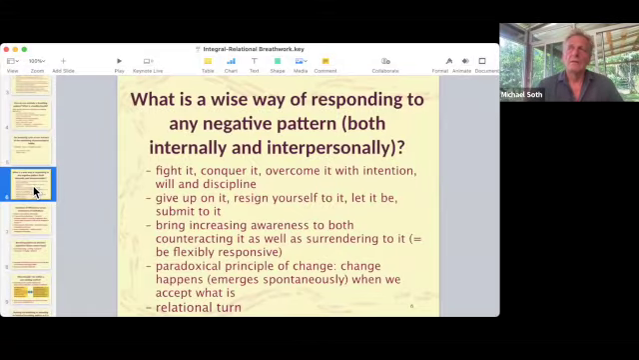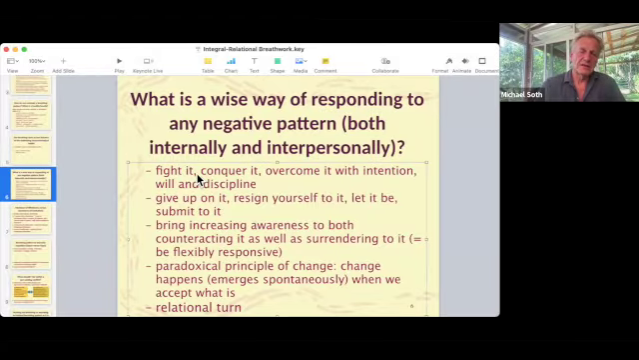So, what is a wise way of responding to any negative pattern? This is a bit more abstract again, like a general abstract question. What do people do when their minds have identified a negative pattern, whether it's an internal experiential pattern or an interpersonal external thing?